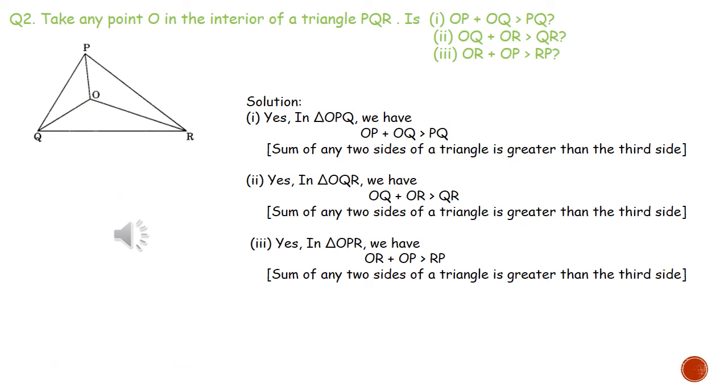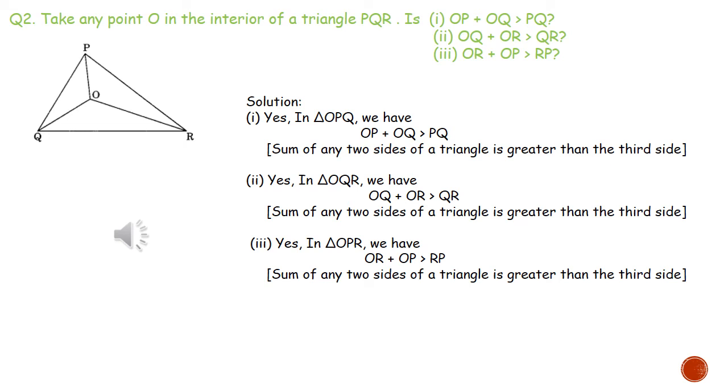Taking any point O inside a triangle PQR. The questions are: part 1, OP plus OQ, whether it is greater than PQ or not, or OQ plus OR, whether it is greater than QR, and OR plus OP if it is greater than RP.